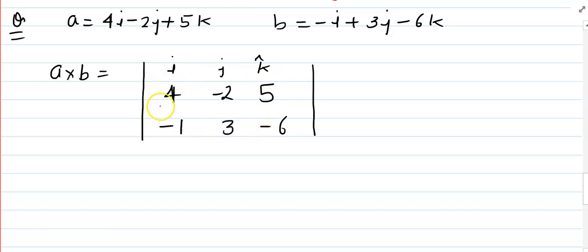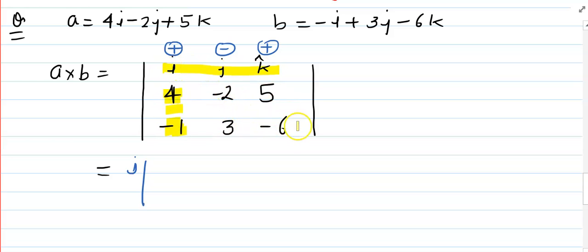Sorry, it is the determinant sign, not the matrix one. And first of all, you can write down here plus, minus, plus. So it is plus we are taking here, and minus sign and plus. So plus i, you can leave this row and column. So what is left? Minus 2, 3 and 5, minus 6. So let's write down here minus 2, 3 and 5, minus 6.